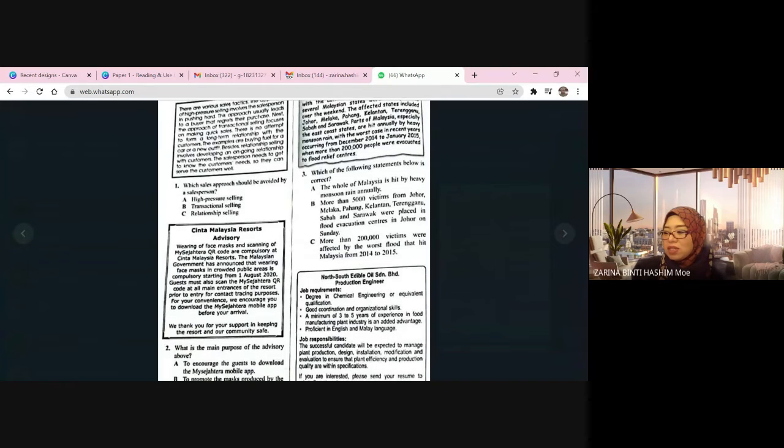So which one should we avoid? That means we should not do high pressure to our customers. Then number two, transactional selling, no attempt to form a long-term relationship with the customers. And of course, number three is relationship selling. So the answer is actually, let's check your answers. It's actually A. Answer is A.